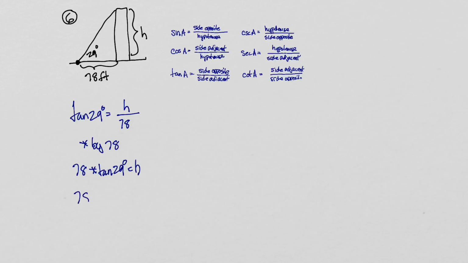So we're going to type in 78 times, press that tangent key, and that'll give us the tangent with the parentheses. We'll type in 29, and then we'll press enter. When I did that, I'm getting that h is equal to 43.236 and so on, and the book is asking us to round to 2 decimal places. So how about 43.24? The height of the building is 43.24 feet.